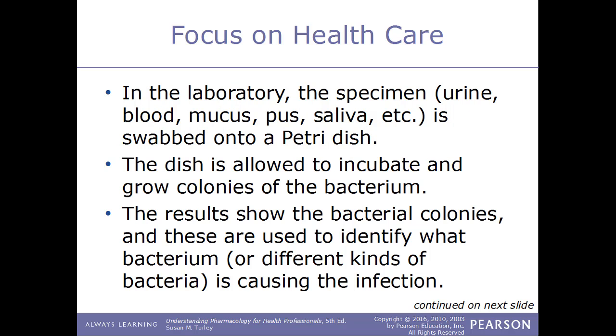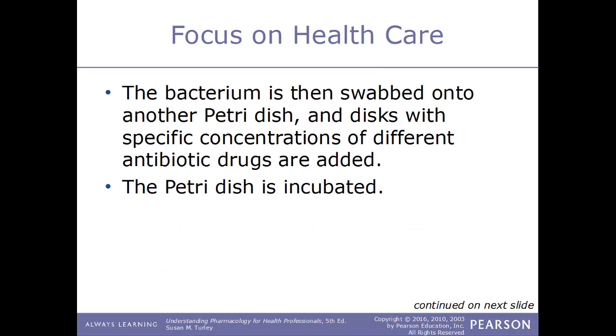In the lab, the specimen, whether it be urine or blood or mucus, pus, saliva, and so on, is swabbed onto a petri dish. The dish is allowed to incubate and grow colonies of the bacterium. The results show the bacterial colonies, and these are used to identify what bacterium or different kinds of bacterium are causing the infection. The bacterium is then swabbed onto another petri dish, and specific concentrations of antibiotics are added, and then this petri dish is incubated.